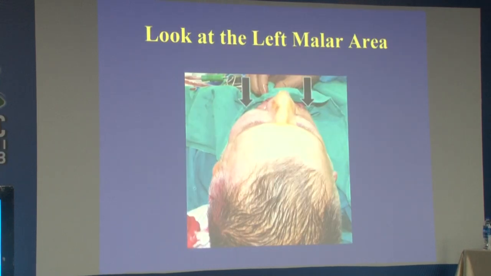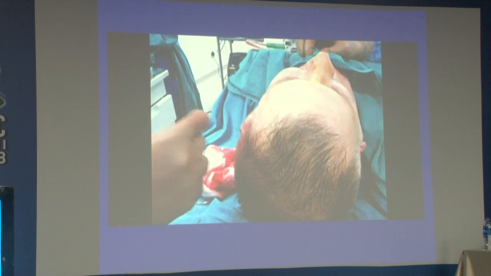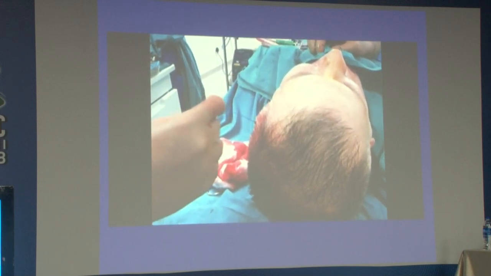And the moment you do that, you can see the left side appears higher than the right side already, and the reason for the left side appearing higher than the right side is because you've gone ahead and repositioned the fat back to where it came from. And that's the sort of pull effect you can create. You can see how the pull is created. The results will last for 5 years easily in this short 45 minute procedure.